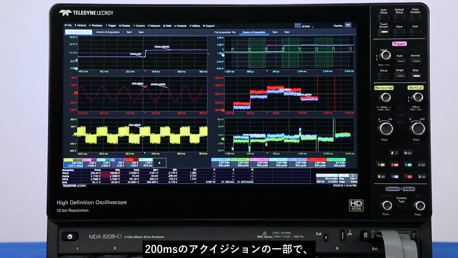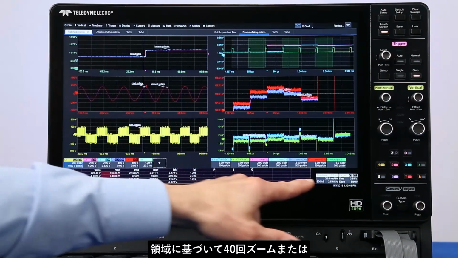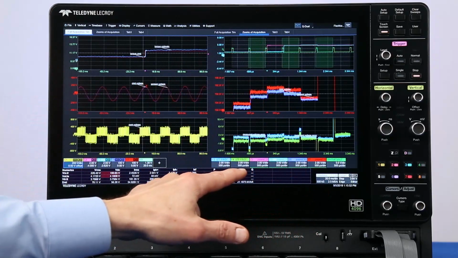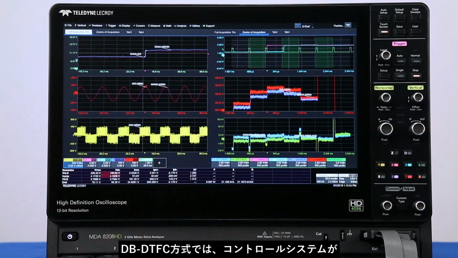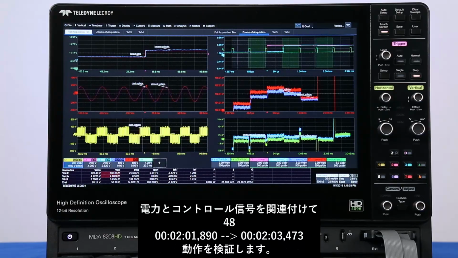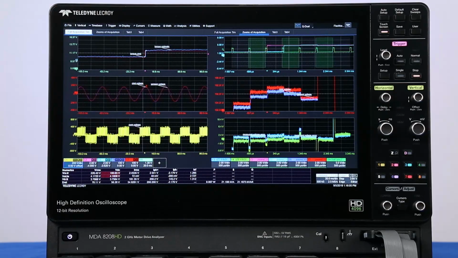The signals on the left are all part of a 200 millisecond acquisition, and the signals on the right are 40 times zoomed or calculated math traces based on the zoomed area. In the dB/dTFC method, the control system adjusts torque within one semiconductor device switching cycle, and we correlate power and control signals to validate the operation.